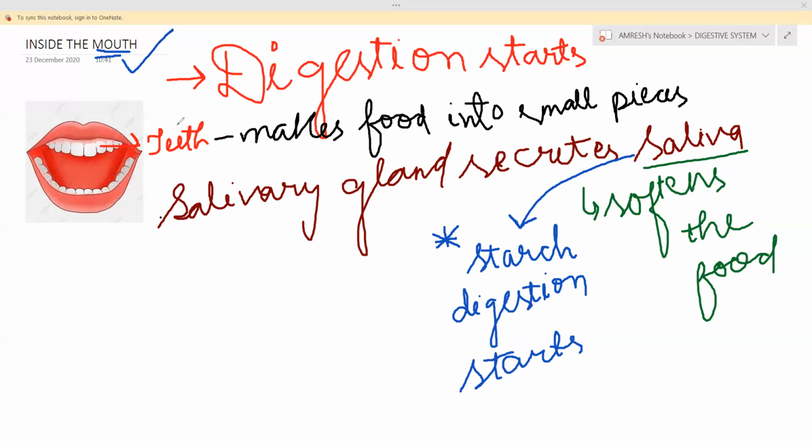Then there is one more muscular part. This is the tongue. What is the function of the tongue? Tongue helps us to mix food with saliva. Mix food with saliva. You can understand that. So note it down.